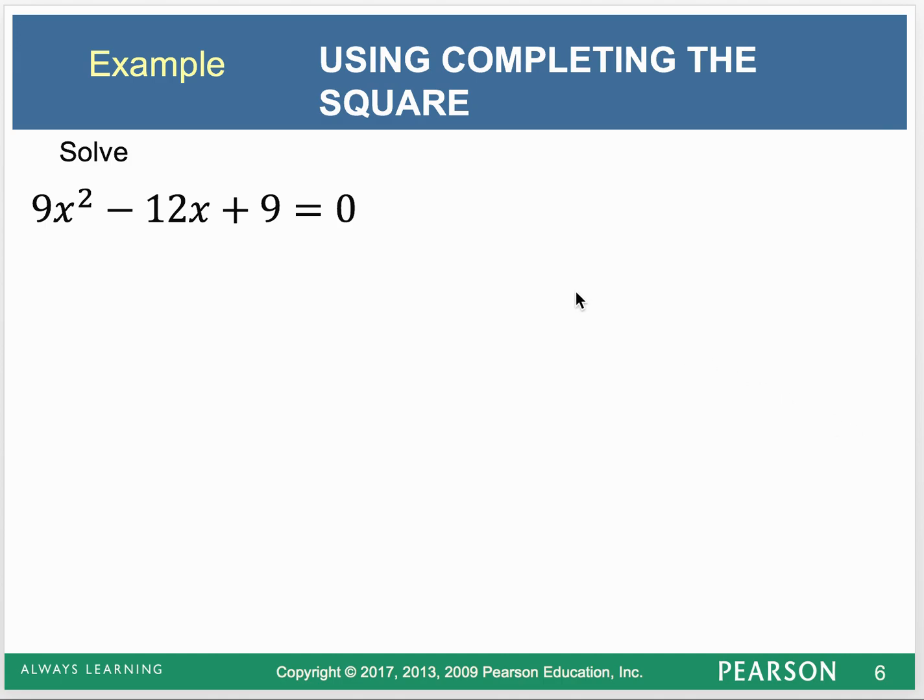Okay, first step, subtract 9 from both sides. In other words, just move that constant term to the other side of the equation.